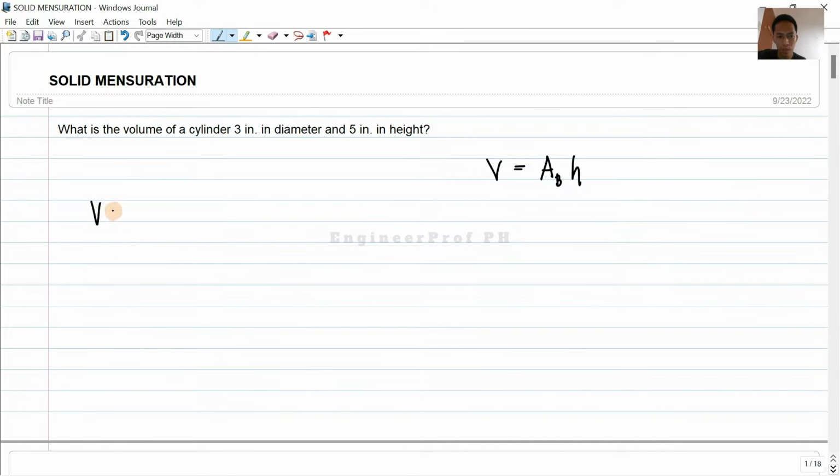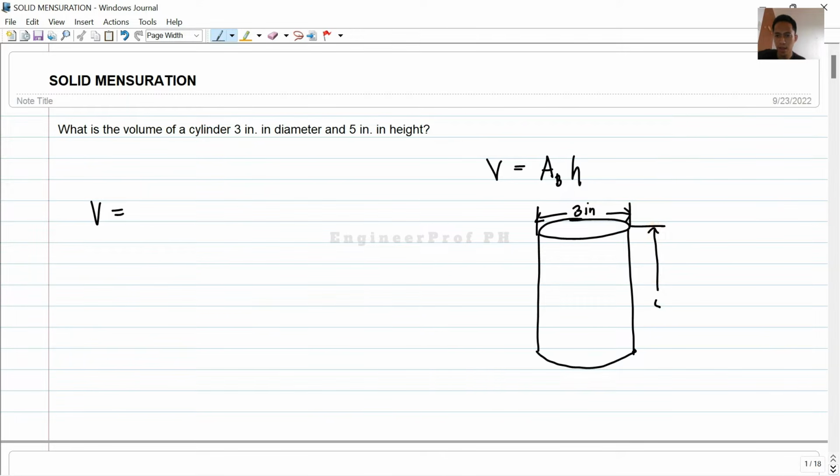So, volume is equal to area ng base. In this case, yung ating cylinder, meron siyang diameter. So, that is a circular base. So, diameter natin here is 3 inches. And we have here the height as 5 inches. So, in order for us to get the area of the base, area lang yun guys nitong circle. Okay, area of circle is pi r squared and times the height h. So, basically, this is the formula for finding the volume of a cylinder.